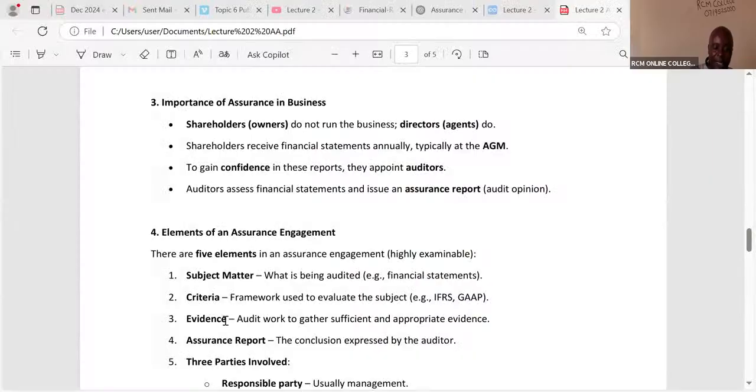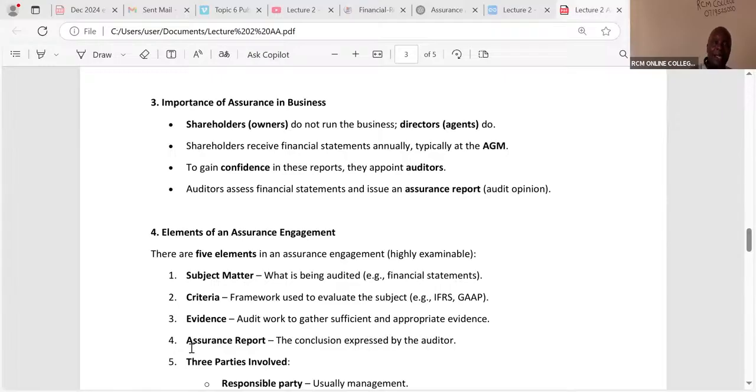So then there must be evidence, because audit is all about making an opinion, and you can't make an opinion haphazardly. You will need evidence. So evidence: audit work to gather sufficient and appropriate evidence. And then at the end of the day, there must be reporting. There must be an assurance report, the conclusion expressed by the auditor.